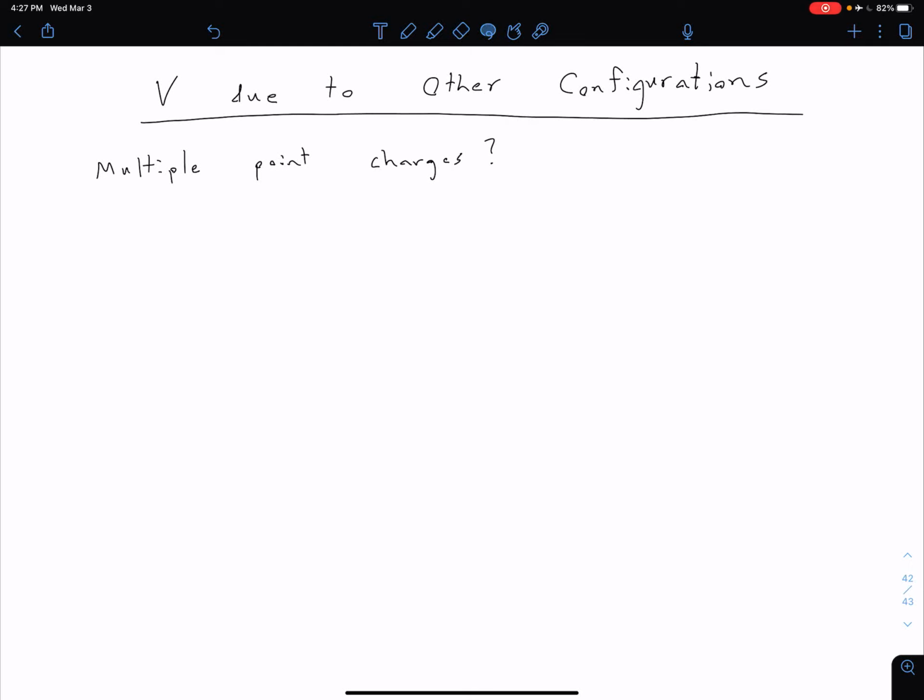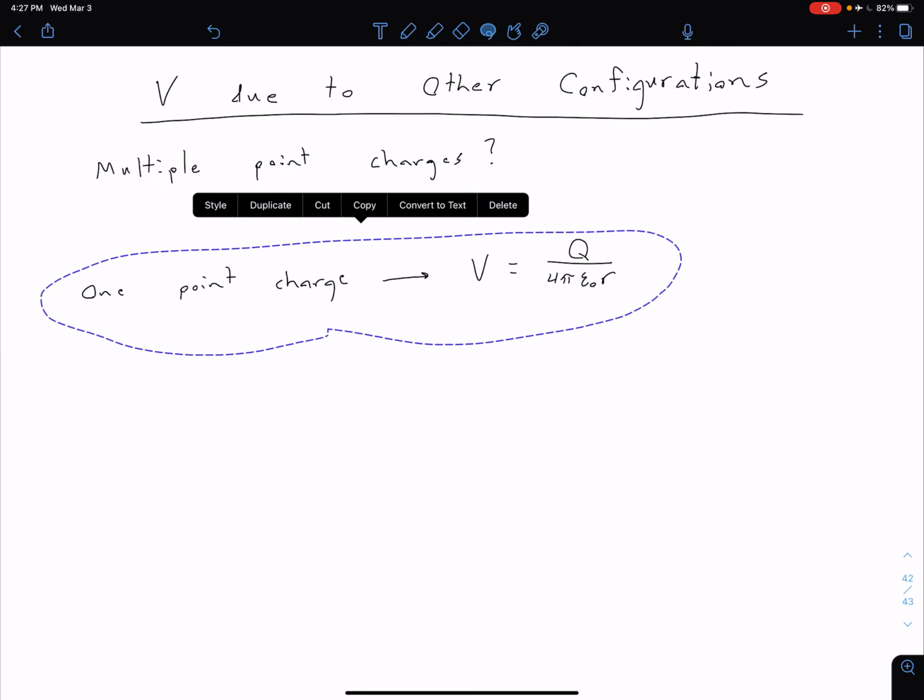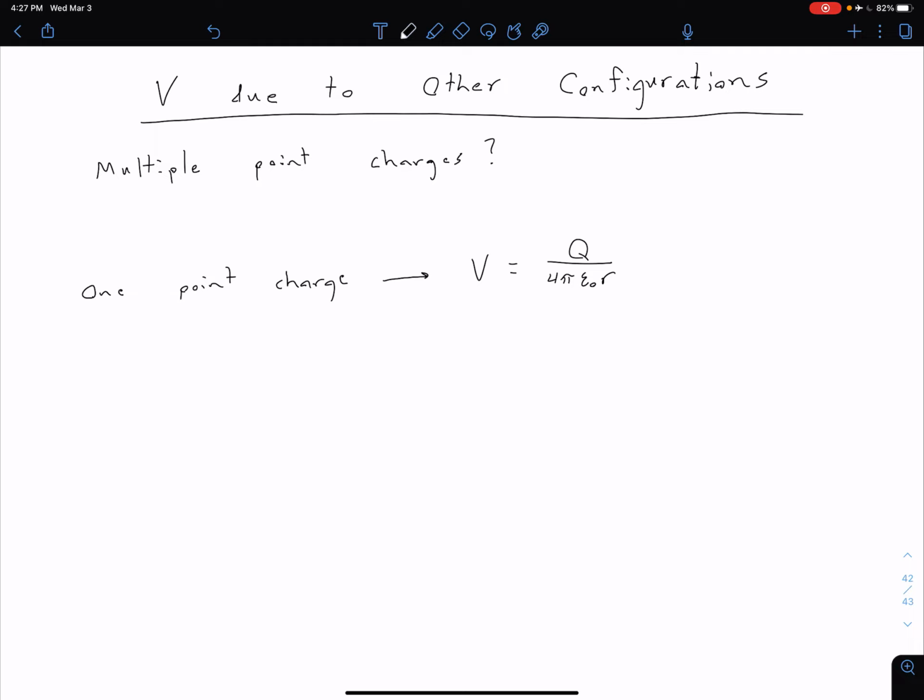In this video, we're going to take a look at how we can find our voltage equations due to different charge configurations. The first one we're going to look at is how do we deal with the case of having multiple point charges. Well, in the previous video, we came up with this expression for voltage due to one point charge that was located by some position vector r.